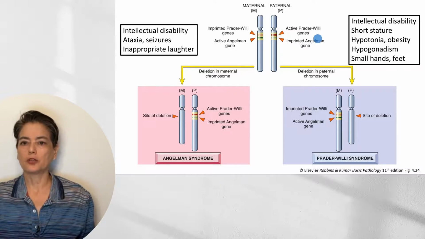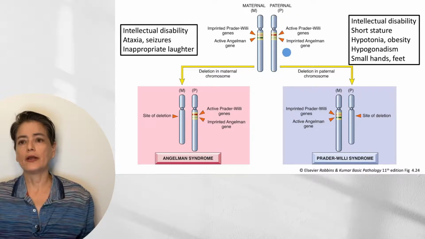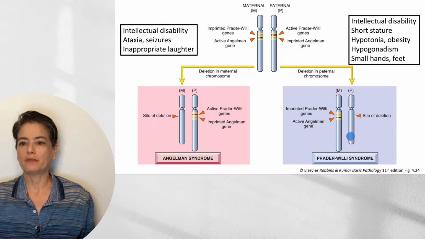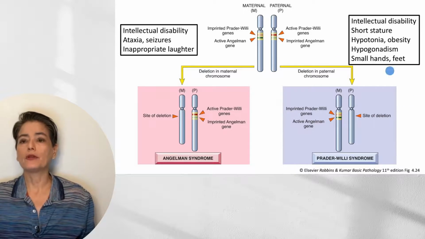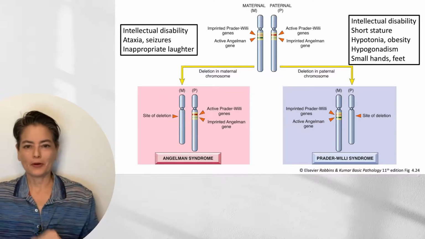So if you get a deletion in this area in the maternal chromosome, you're going to lose your active Angelman genes, so the patient will have Angelman syndrome. However, if we lose this area through deletion in the paternal chromosome, we now are going to lose our active Prader-Willi genes, and the patient will have Prader-Willi syndrome. So this seems pretty straightforward, I think, when you think about it and you see this figure, but it can actually get even slightly more complicated.